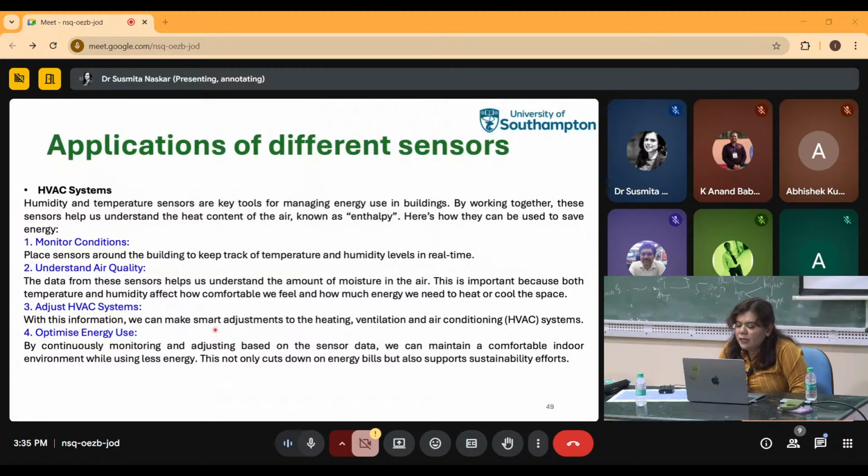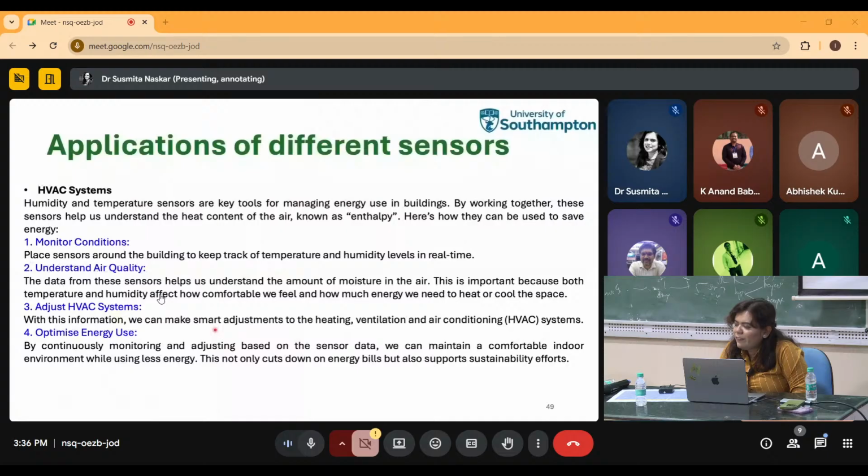Then another good application is understanding the air quality. Data from these sensors helps us measure the moisture content in the air, and this is very important for energy consumption, right? Another important one is optimizing the energy use, by constantly monitoring and adjusting the indoor environment while supporting sustainability goals. So that's also an add-on. By integrating these sensors into the HVAC system, you can not only enhance comfort, but also play a significant role in energy consumption as well as environmental sustainability.